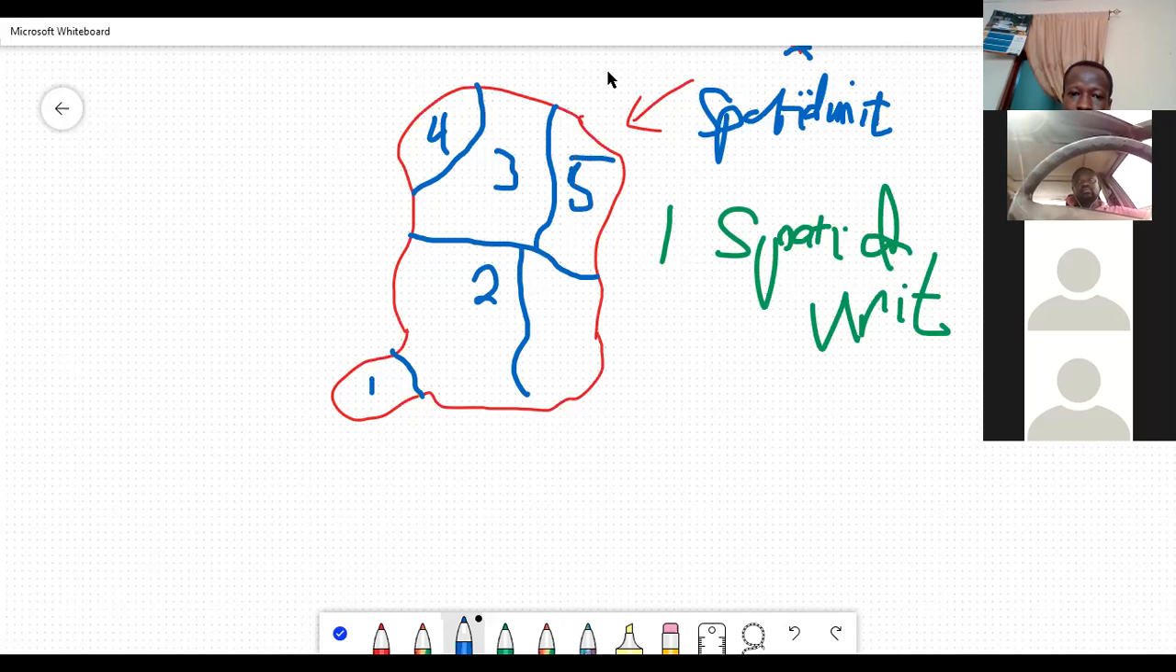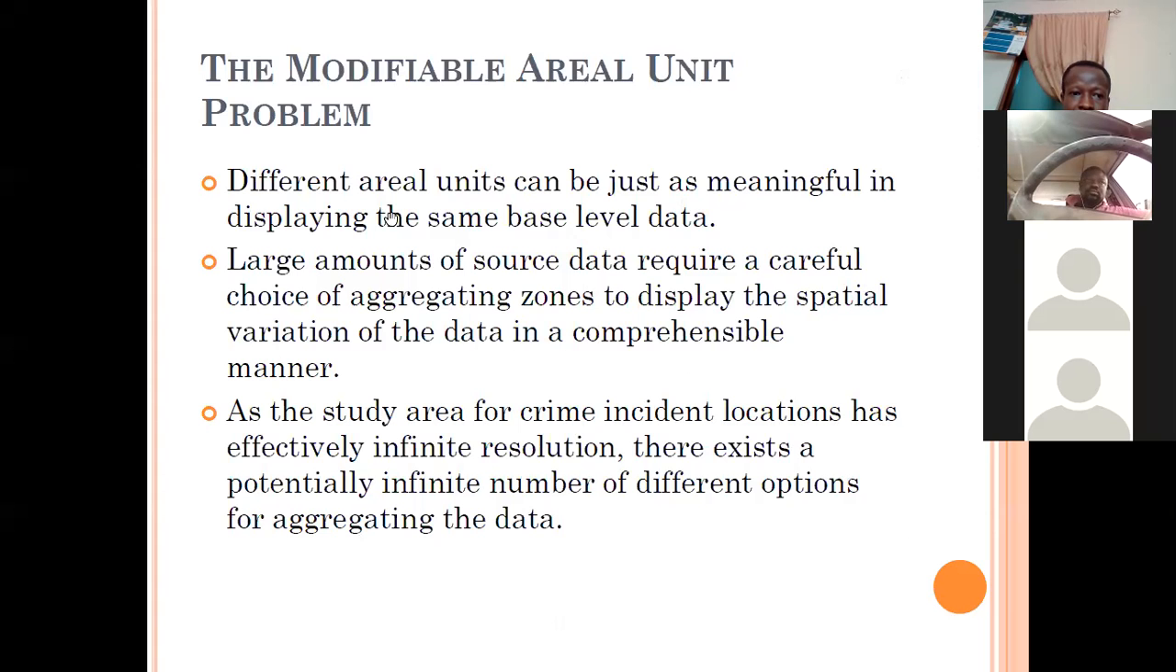So let's go back to representation. Different areal units can be just as meaningful in displaying the same base level data. So we get what we call gerrymandering. Later, we realize that this is what politicians try to do in order to win seats in parliament. They do gerrymandering by subdividing in a way that will cause them to win the election.